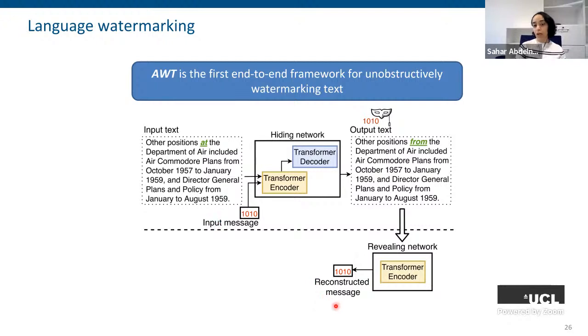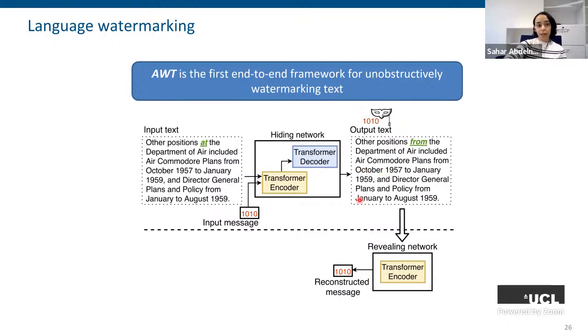After training, this revealing network, or the message decoder, can be used in isolation from the input in order to decode the watermark from some text. We don't need to have the embedding, we just need to have the text itself. And as I said, we don't have any paired training here, and we relied only on optimizing these components or these losses, the reconstruction of the message and of the text.